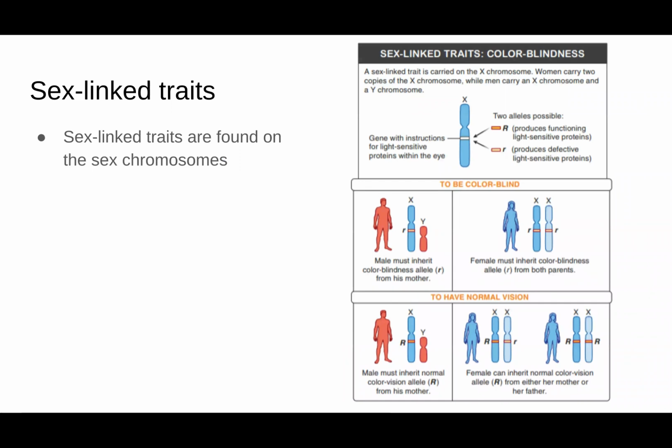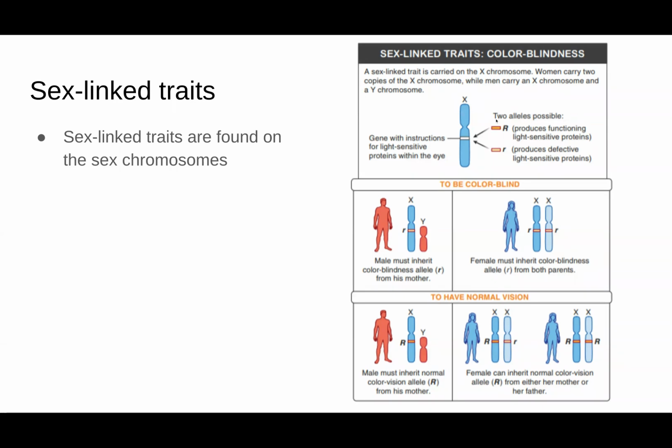Next up is our sex-linked traits, and these are traits that are found only on your sex chromosomes. As I mentioned, sex determination is done by these sex chromosomes, but there are a number of traits out there in genes that are carried on your sex chromosomes. Colorblindness is a great example of this, where we have our X and Y chromosome, and we have a gene on there that controls color blindness.